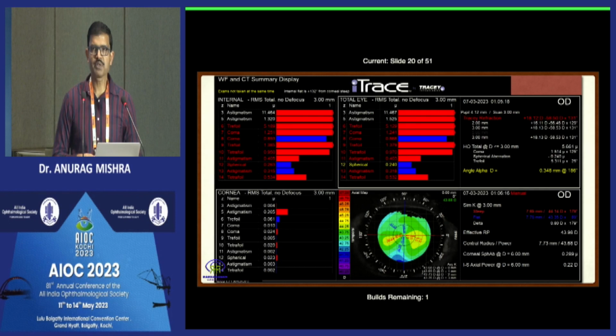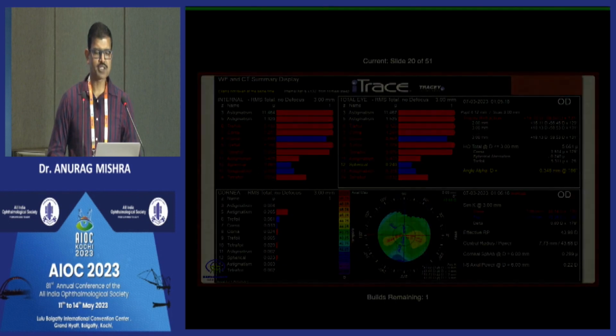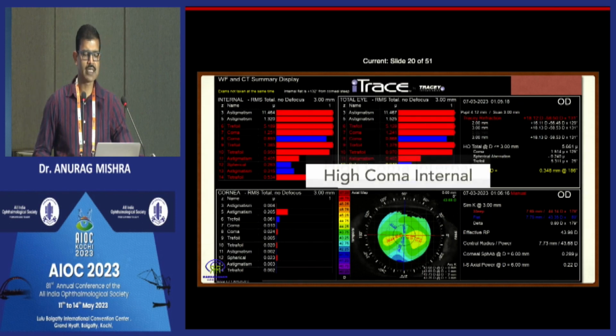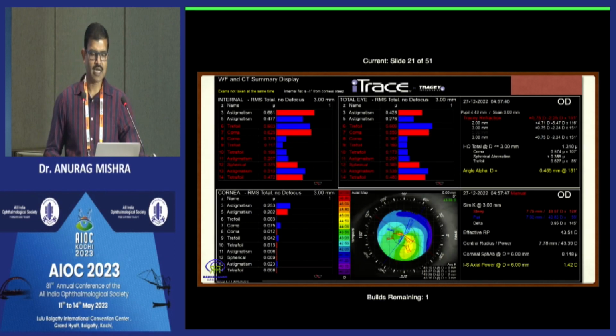This is another example wherein the internal higher order aberrations are very distorted. The cornea is doing fine, but the internal distortion is too much there. And when that happens, then you suspect a lens tilt or a dislocated or subluxated lens. Although it is not clinically evident to you, the machine shows that this is a lens tilt and perhaps not very ideal.